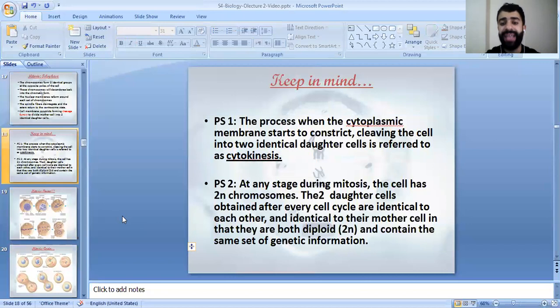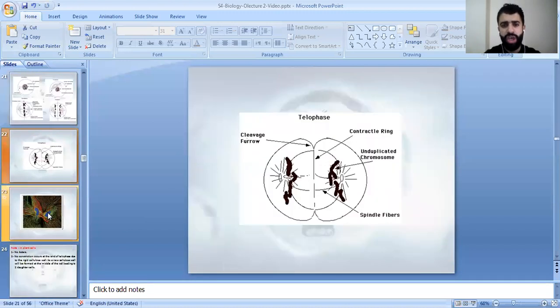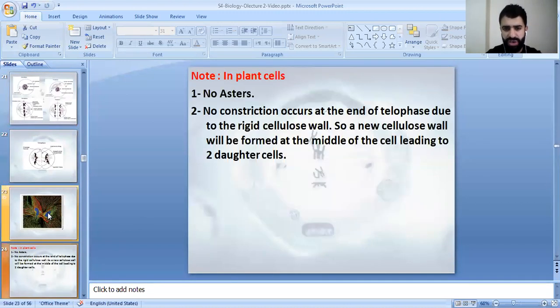And at any stage during mitosis, the cell has 2n chromosomes. The 2 daughter cells we obtain after each cycle are identical. That's why the genetic information is conserved. They have the same genetic information. These are some notes about mitosis. And we have to move now to these figures during prophase, metaphase, anaphase, and telophase.